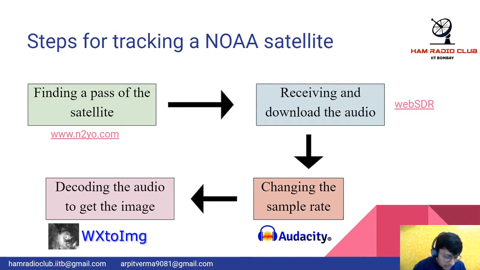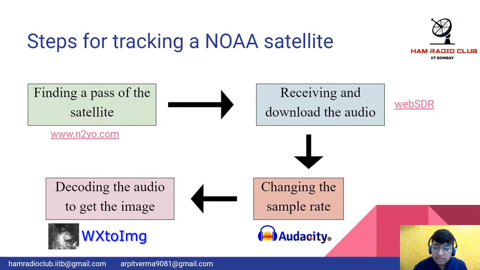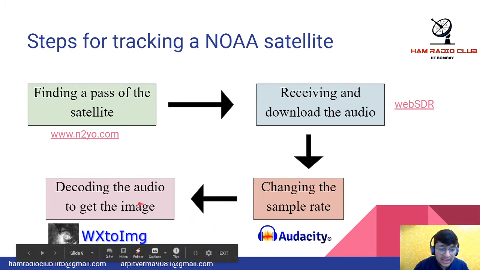The first step is finding a path of the satellite. Like I mentioned, N2IO is used to find the path of the satellite. Secondly, we'll receive and download the audio using WebSDR. WebSDR has all the audios uploaded using servers of different ground stations, and then we download it using the website. Then finally, we change the sample rate of the audio using a software called Audacity. Basically, changing the sample rate makes it compatible for further processing, for further getting the image.